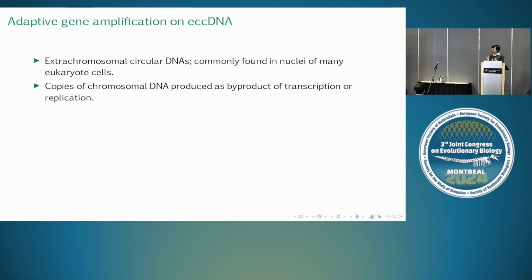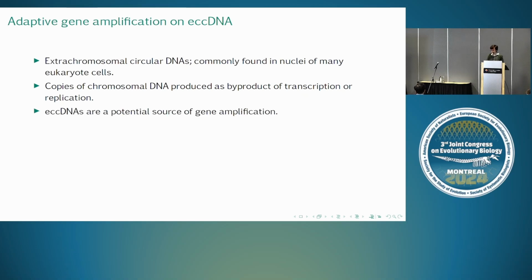And their content is just a copy of a region of the chromosome. So they're not like plasmids that have complex regulatory functions encoded on themselves. They're just a copy of a bit of the chromosome. The mechanism of production is a little bit unclear, but it seems to happen as a byproduct of either transcription or replication of the chromosomal DNA.